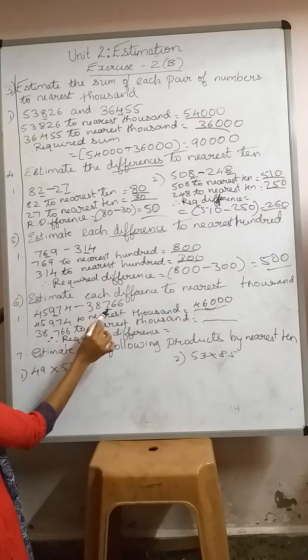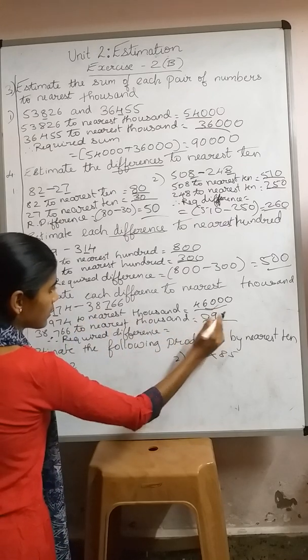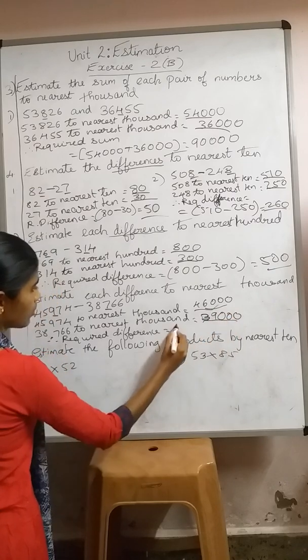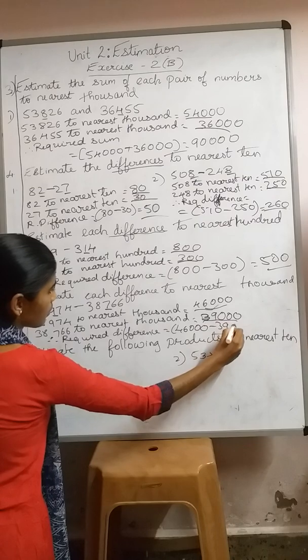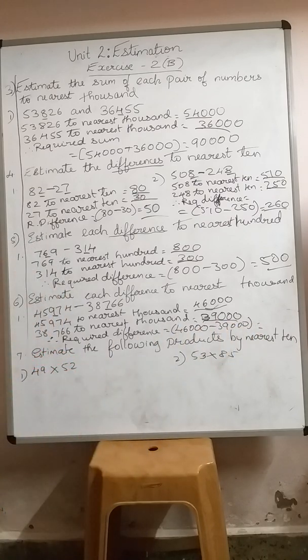And what do we need to do here? 7 is more than 5, now add 1 here. What do you get? 39,000. So calculate 46,000 minus 39,000. See the answer, how much do you get? 46,000 minus 39,000. You get 7,000 as your answer.